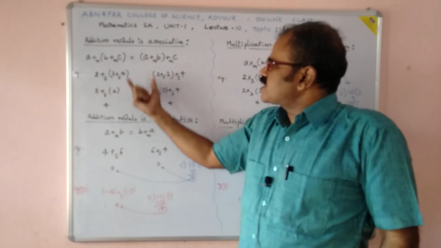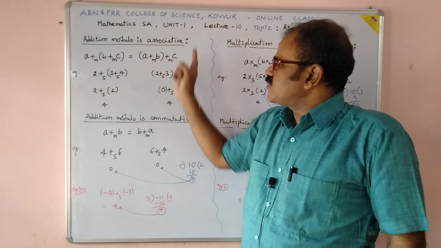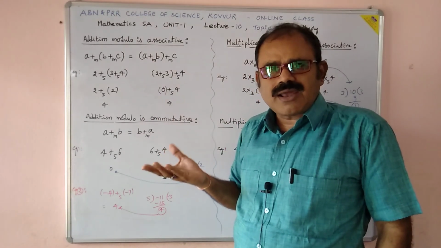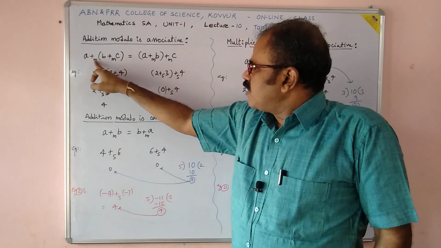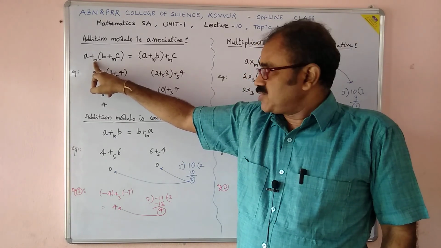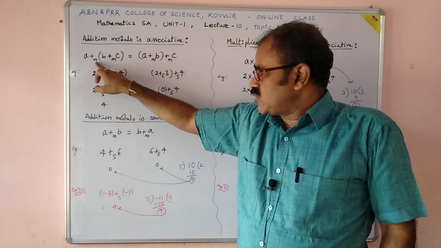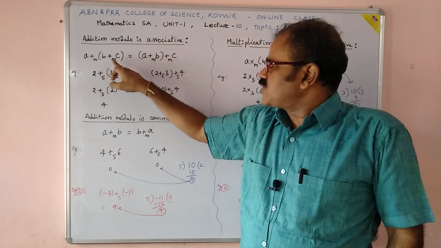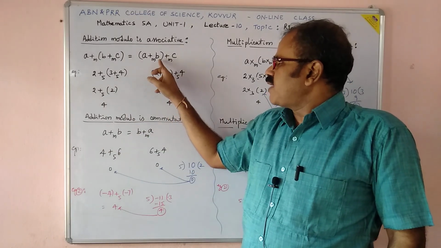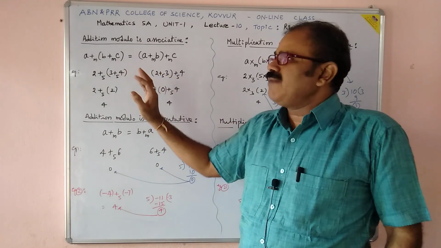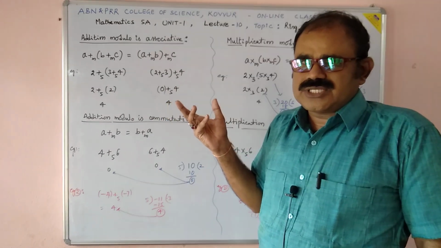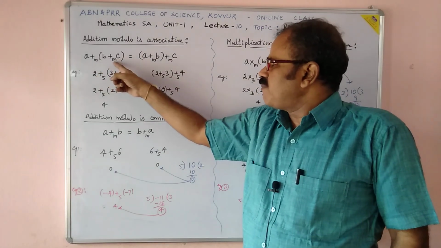First, let us discuss this. Addition modulo is associative. A, B, C are any three integers. This m is the least positive integer. So, A addition modulo m (B addition modulo m C) should be equal to (A addition modulo m B) addition modulo m C. Associative law: x plus (y plus z) is equal to (x plus y) plus z. That is the associative law, but this is special addition modulo m.